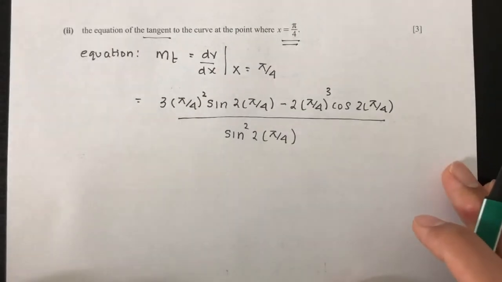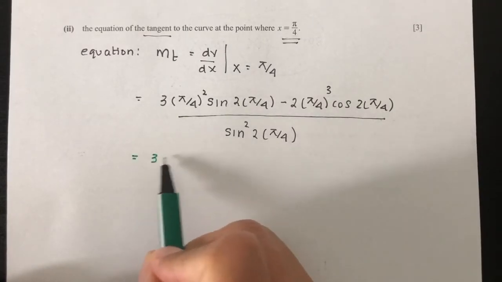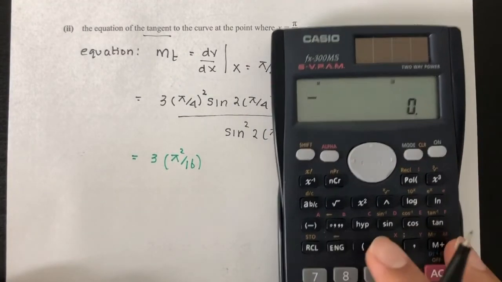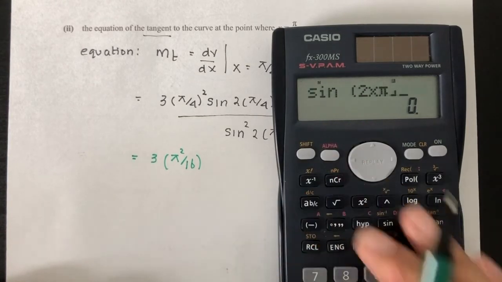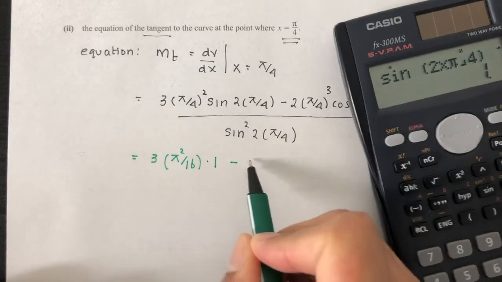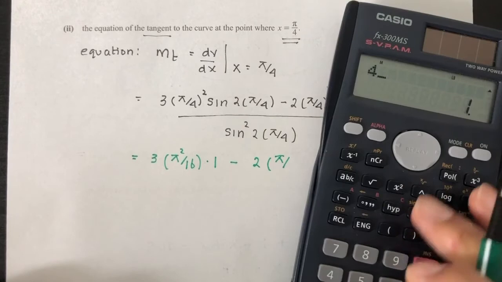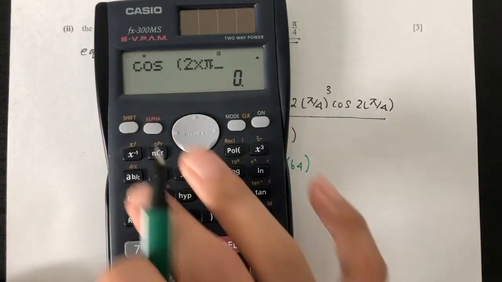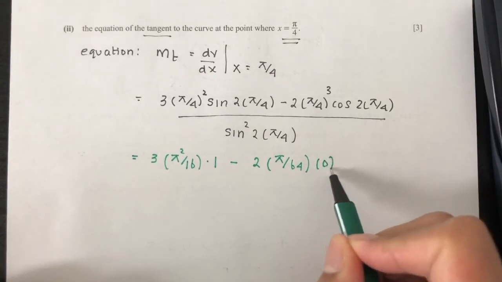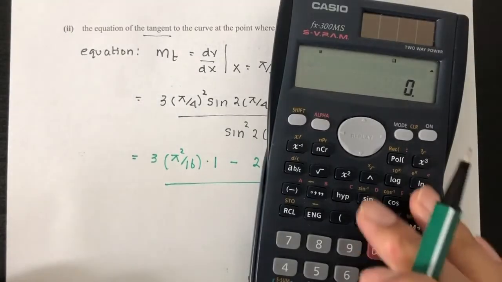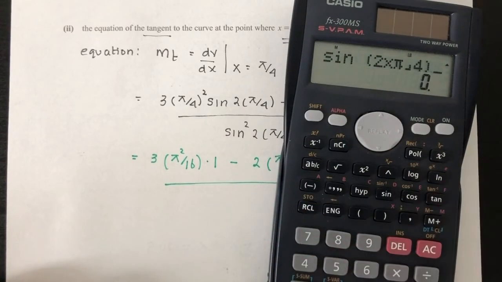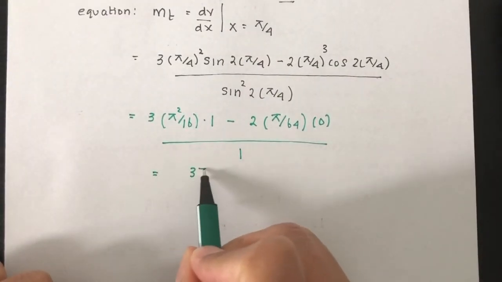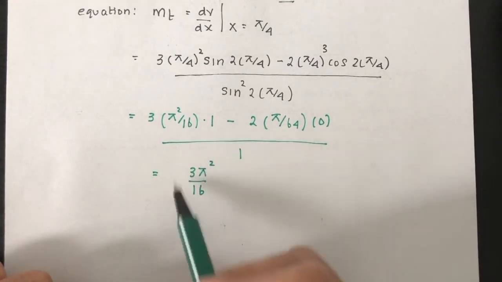Now let's see what that simplifies to. So you will have 3 pi square over 16, and what is this? Let's use radians. Sine of 2 times pi by 4 is 1, minus 2 times pi over 4 power 3, which should be 64, times cos of 2 times pi by 4. That will be 0, divided by sine of 2 times pi by 4, which is 1, squared, the base is 1. If you simplify, that should be 3 pi square over 16. That will be the gradient of the tangent.